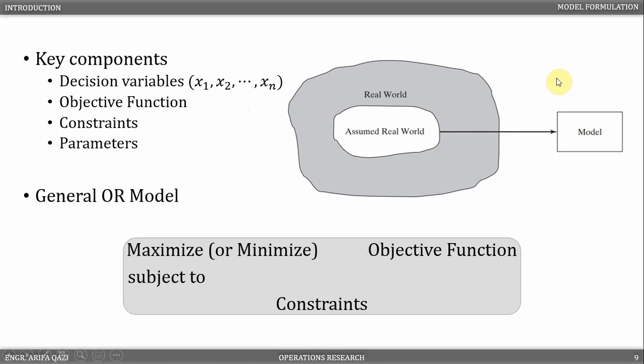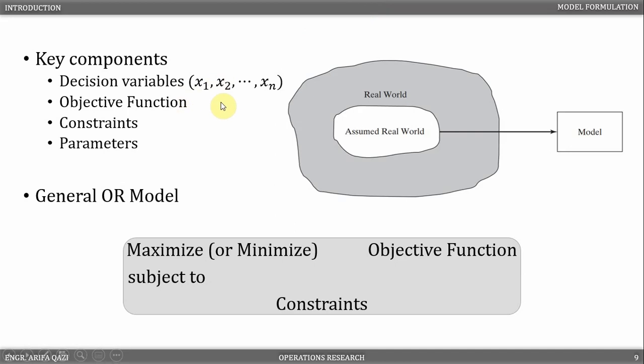A general OR problem model involves the following key components: decision variables, which represent the decisions to be made. If there are n decisions, then x1 to xn variables are required. These are the unknowns of the problem. Some examples of decisions include the number of products to be made for maximum profit, the number of workers to be assigned to a task for reduced cost, and so on and so forth.